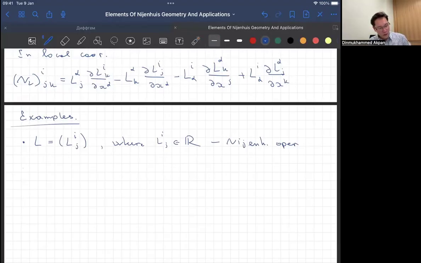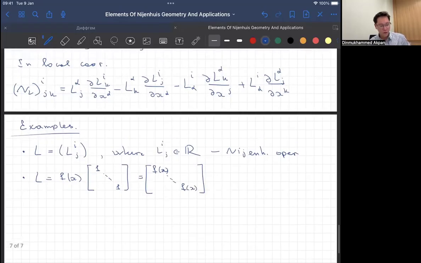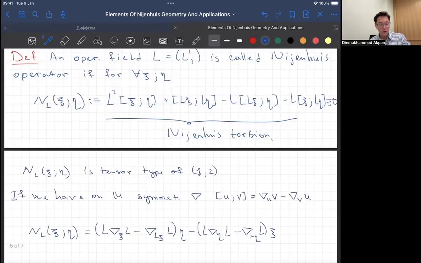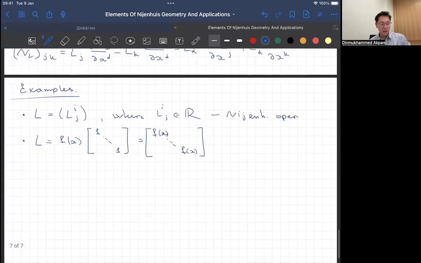The second good and important example is a scalar operator. It's an operator where we take some function f(x) and multiply it by the identity operator. It's also a Nijenhuis operator, and it's also easy to check. Probably the best way is to put it into the basic definition, the first definition that I gave, and see that everything cancels.